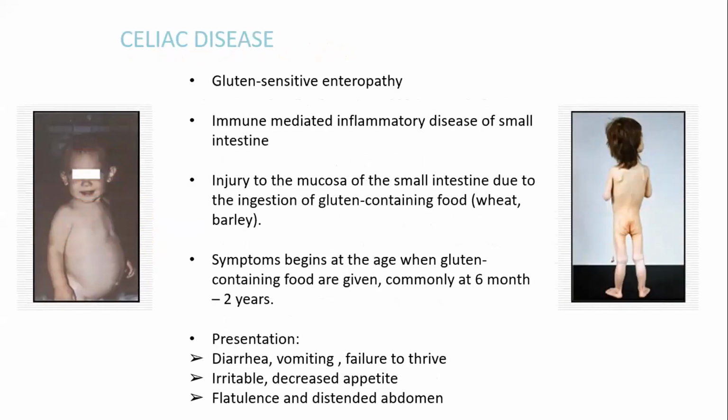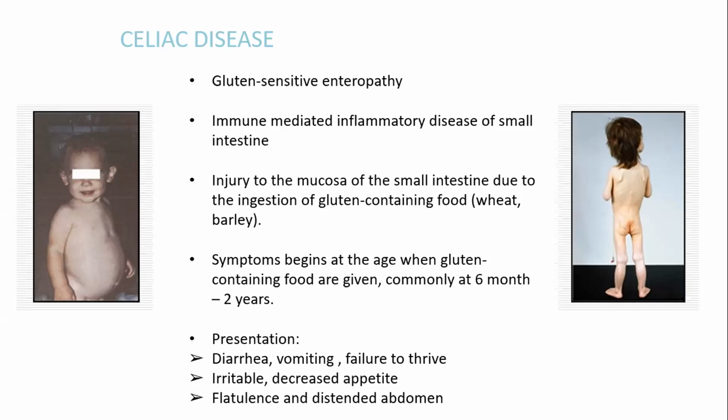Celiac disease is a gluten-sensitive enteropathy. It is caused by gluten, where the main constituent of gluten is gliadin. This gliadin will interact with the immune system of the patient, and this will cause villous atrophy. You know that the function of villi is for absorption. So when you have villous atrophy, there will be reduced absorptive capacity.